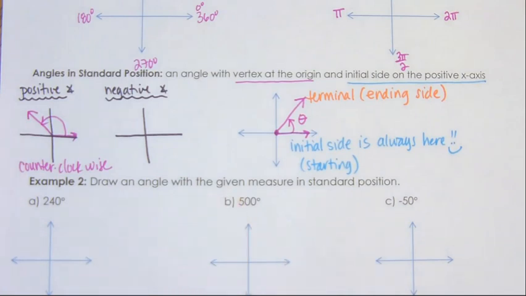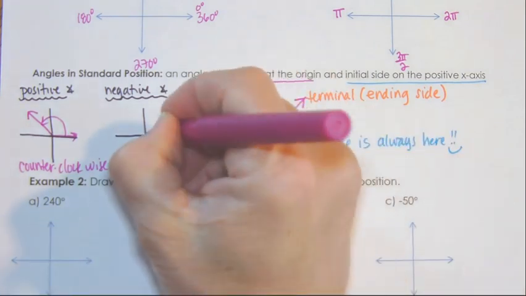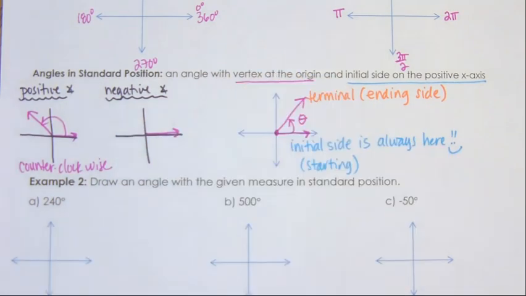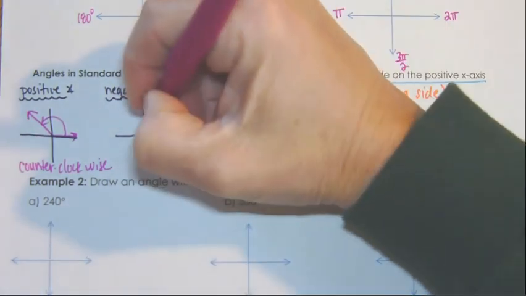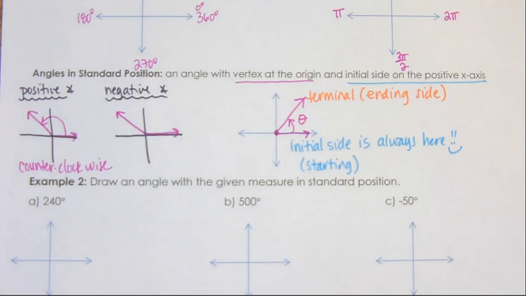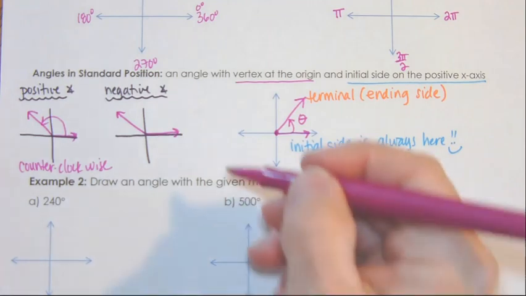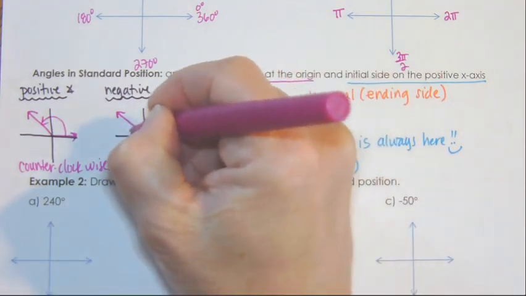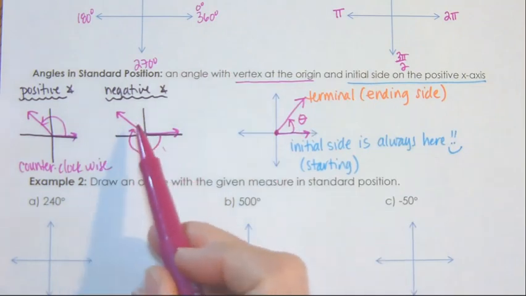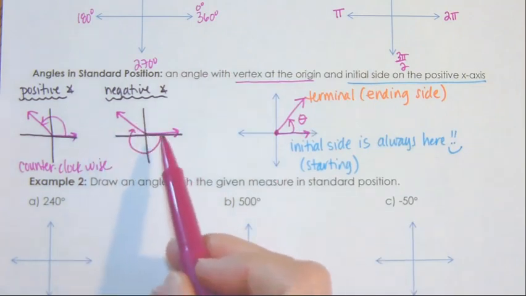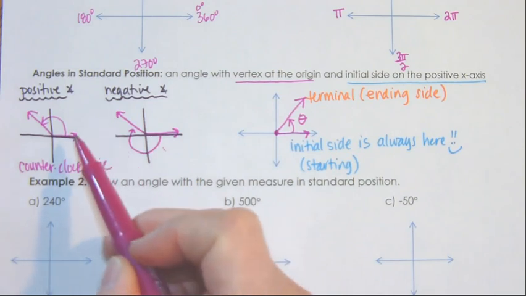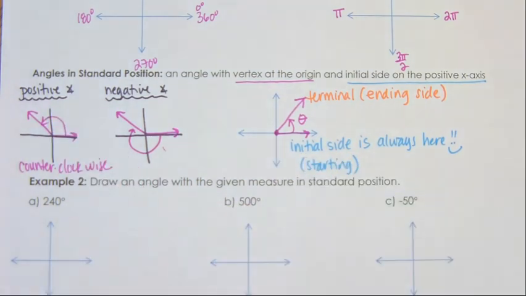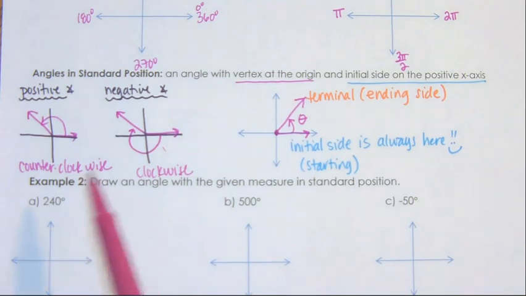For the negative angle, I'm still going to start in my initial side. I'm going to make this one look exactly like the positive. The difference this time is that, being negative, it's going to go backwards. So it's going to go in a clockwise position. It looks like it's going down first. Positive looks like it's going up first. So when I graph an angle, I can tell if it's positive or negative by which direction I'm rotating.